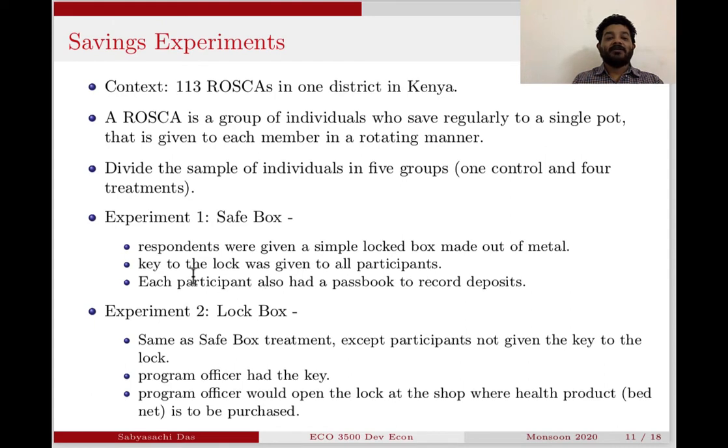and each participant also has a passbook to record each deposit in the box. So this is separate from the regular deposits that they are making for the Rosca pot. So this is for themselves individually. So individually you can just save money. So it's like a piggy bank. That's it.